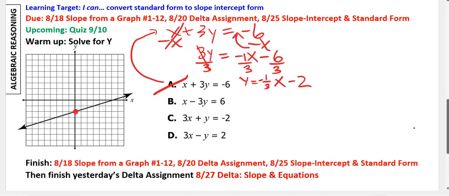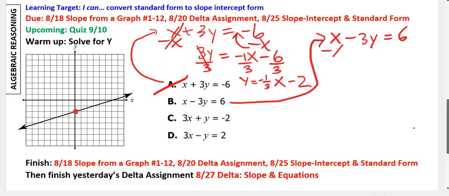Again, I didn't include these on what you had to do on the assignment because I was trying to save you some work, but I'm still showing you how to do it. Cool? Now, letter B. Let's solve this one. Hopefully this one's right, so it'll be done. x minus 3y equals 6. Just like last time, I need to get rid of the positive x, so the opposite is negative. Subtract x, bring down, now this time it's -3y.